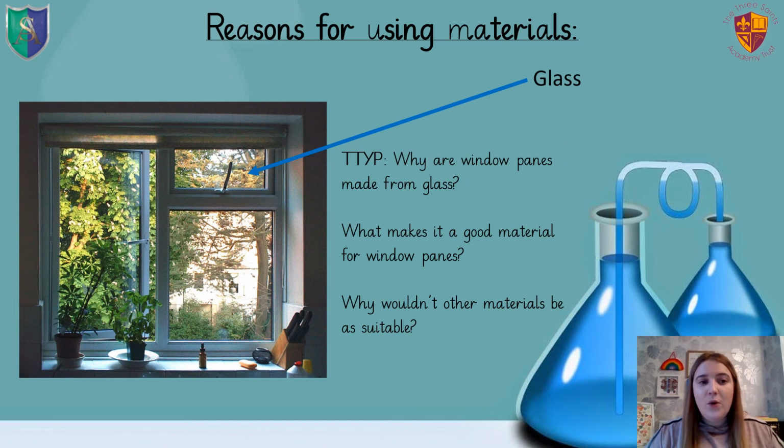Okay. Now, when somebody is making something, they have to think about the reason why they're using the material. For example, glass can be found on a window pane. Why do you think window panes are made of glass? Well, we have to be able to see out of a window, don't we? So it's a good idea that it's see-through, that we can see through it. And also, glass can be quite durable and strong. So that's another reason why it would be a good idea to make a window out of glass.